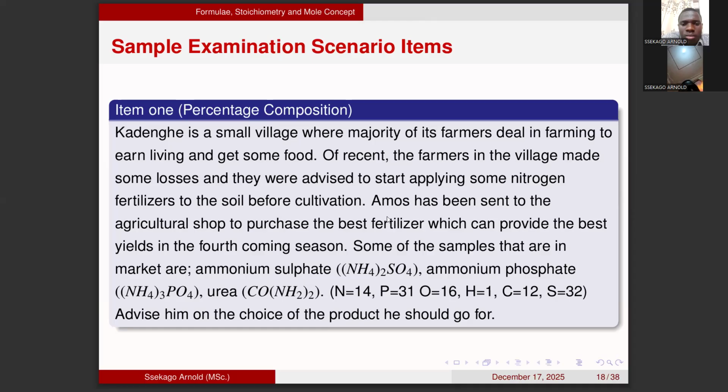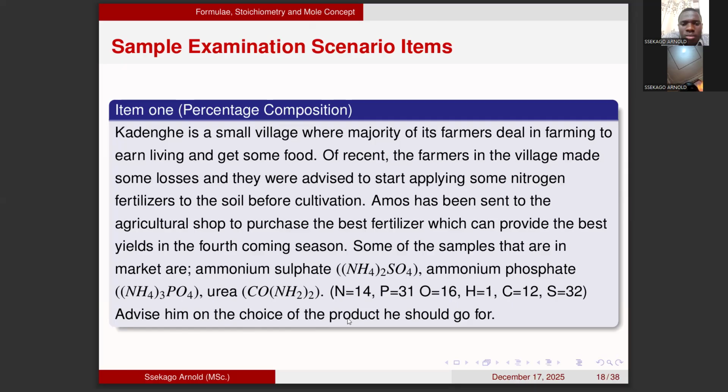So Amos has been sent to the agricultural shop to purchase the best fertilizer, which can provide the best yields in the forthcoming season. Some of the samples available in the market are ammonium sulfate, ammonium phosphate, and urea. Ammonium sulfate has this formula, ammonium phosphate has this formula, and urea has this formula. Here in the brackets, they have given you the relative atomic masses of the different atoms that make up the given fertilizers. Now the task is to advise Amos on the choice of the product he should go for.